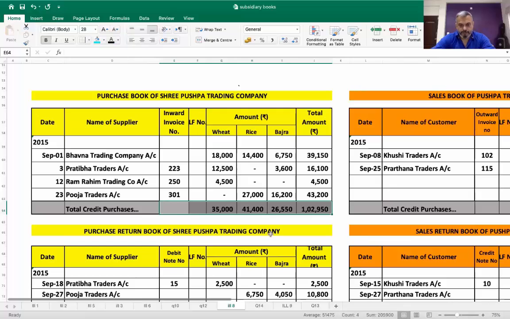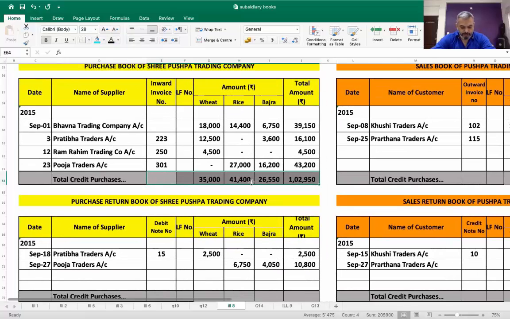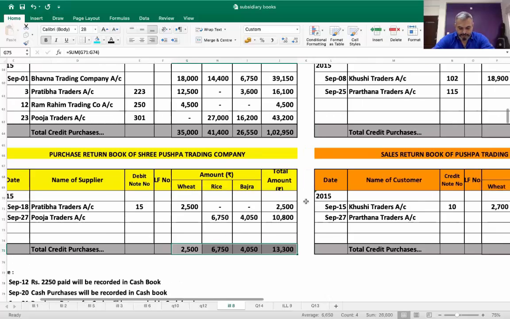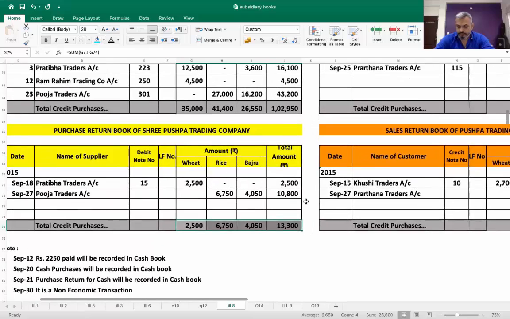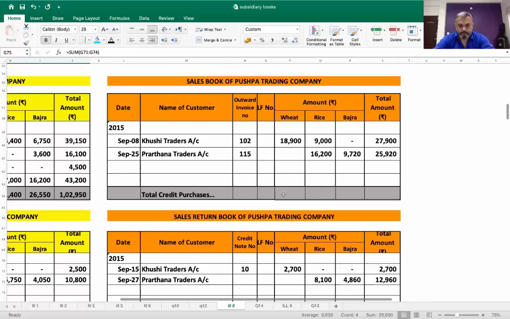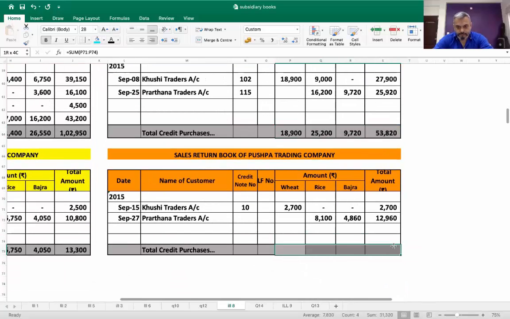For purchase book, 35,000, 41,400 and 26,550. Total 1,02,950. Purchase return 14,300. Sales book 53,820 and sales return book 15,660.